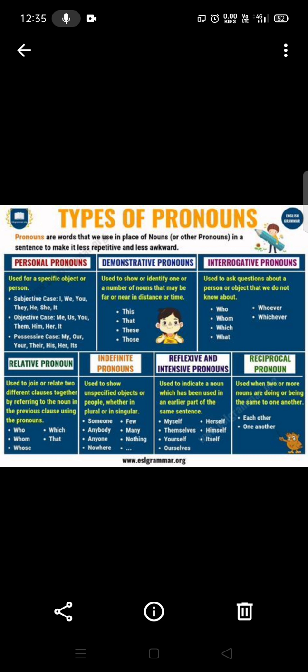Okay, and we have discussed different pronouns in some detail. These are personal pronouns, okay, demonstrative pronouns, reflexive and intensive pronouns, reciprocal pronouns, indefinite pronouns, interrogative pronouns, and relative pronouns. So I hope you understand the basics about this very part of speech.